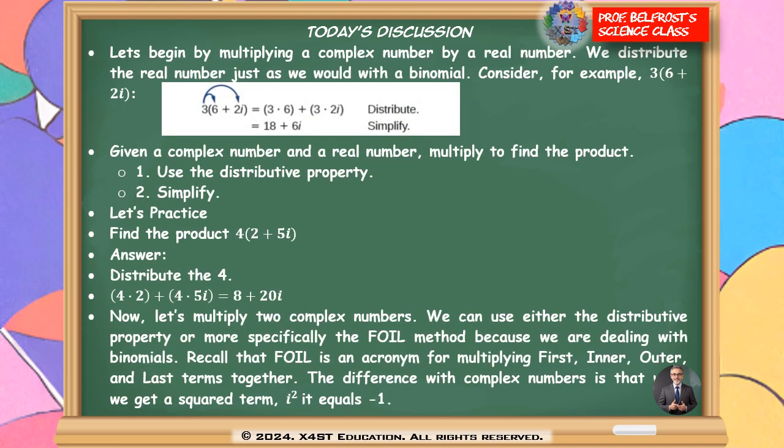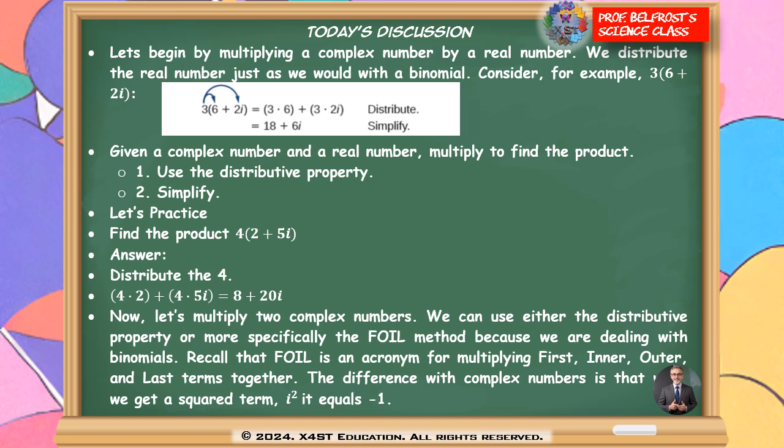Multiplying is easy if you're only dealing with a scalar, meaning a constant. You just distribute it. For example, 3 times the sum of 6 and 2i is 3 times 6 plus 3 times 2i, and it yields 18 plus 6i. Also 4 times the sum of 2 and 5i yields 8 plus 20i, with the step I've addressed before. But how to multiply two complex numbers?